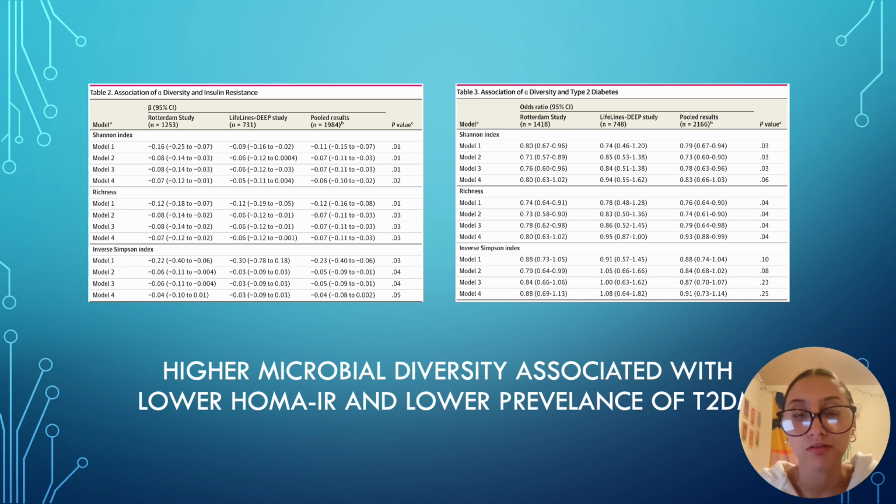There was the least amount of correlation between HOMA-IR and inverse Simpson index. This suggests that an even amount of microbial species is not very important for lowering insulin resistance and HOMA-IR. The association with prevalence of type 2 diabetes was measured by analyzing an individual's fasting blood glucose level or the use of blood glucose lowering drugs.